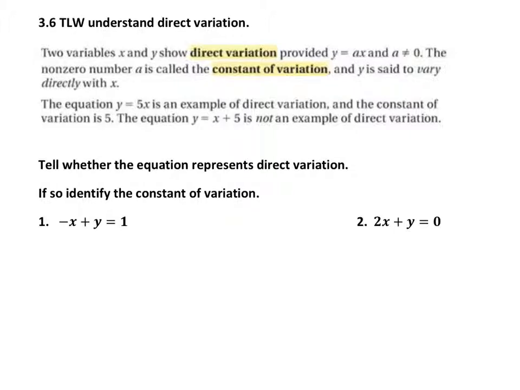Okay, so let's look at some problems here. It says, tell whether the equation represents direct variation. If so, identify the constant of variation. So here's the thing. See how these both have y equals? That means we need to get this y equals. So how do I get rid of this minus x? I add it over. So I get y equals x plus 1.